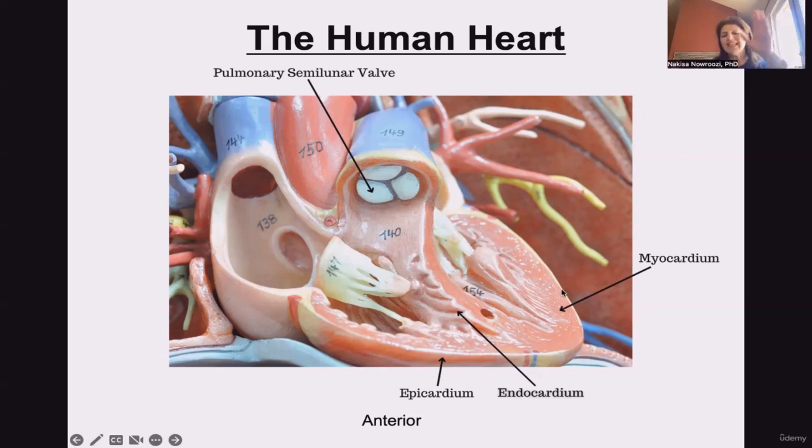You have layers of the heart from outside in. The outer layer is called epicardium. The meaty part of it is called myocardium, and the inside layer is called endocardium. We're looking at the anterior view of the heart, endocardium.